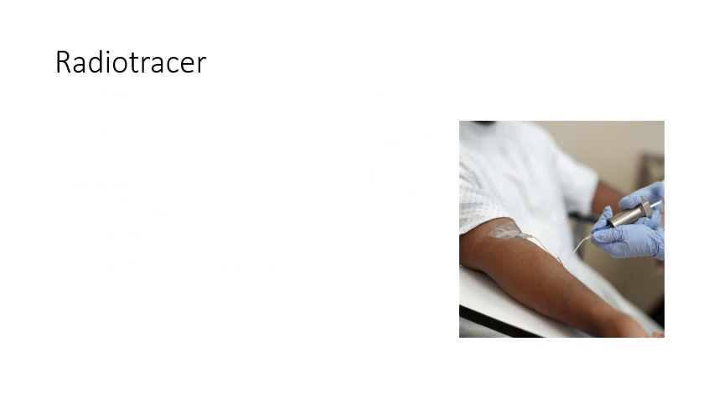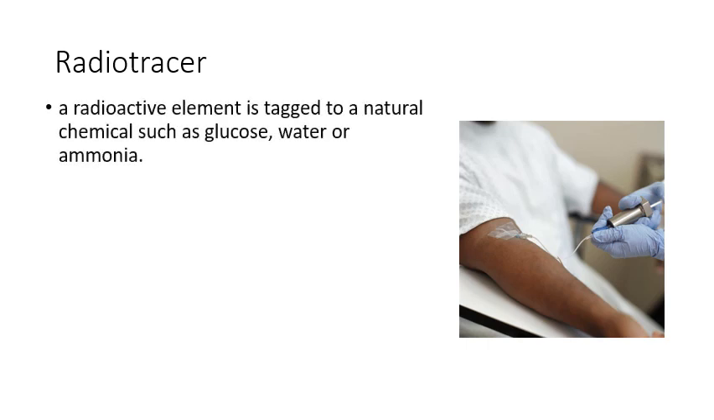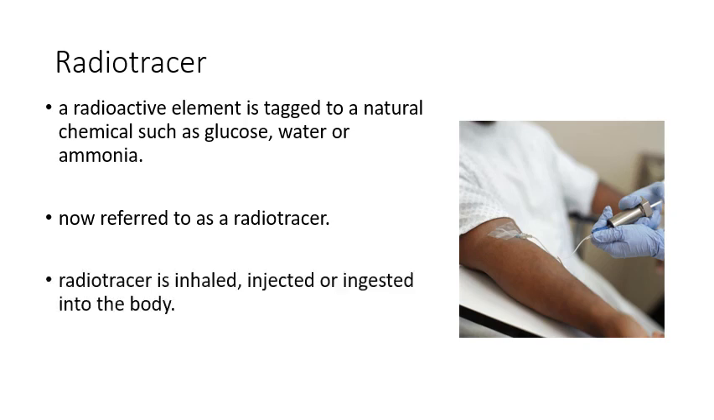We talked about this one already. This will be an easy one for you. So what a radiotracer is. Basically, we're just going to take a radioactive element and link it onto a compound that is normally used in your body. So glucose, water, ammonia, anything like that that your body's going to naturally take up. As soon as we put that radioactive element onto the natural chemical, we now call it a radiotracer, and the person can inhale it. It can be injected or ingested into the body. So this is showing you it being injected in here.